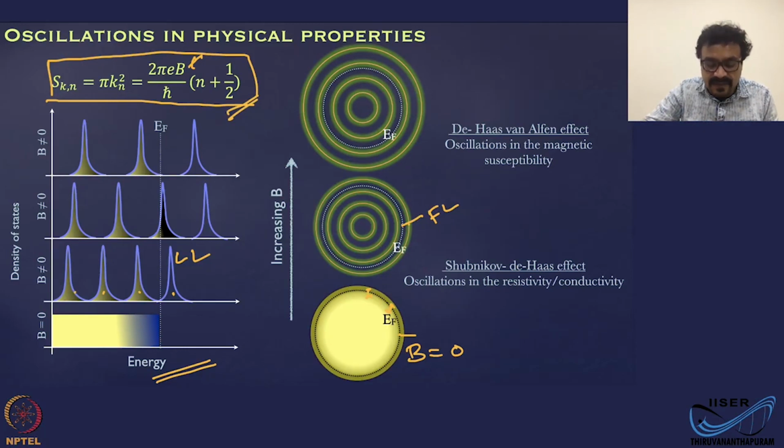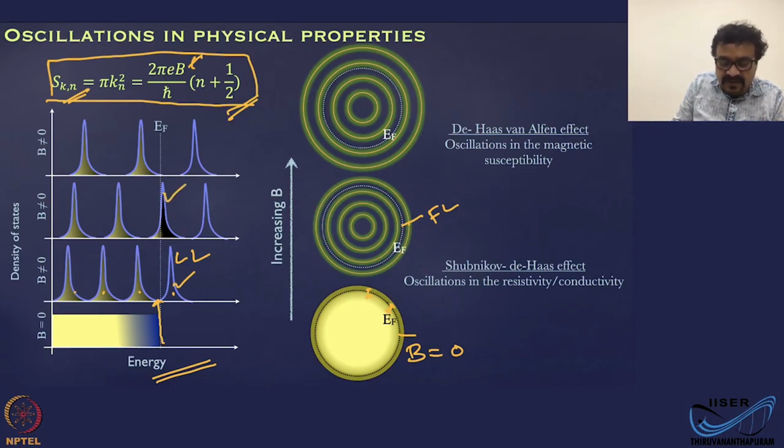Now, what's going to happen is, it's not the radius, but you have to understand it is the area. Area is proportional to B. So the number of Landau levels below the Fermi level, that is this line here, this is the Fermi level, depends on the B field. As you increase the B field, these will expand and they will escape the Fermi level one by one. Now this is outside, this is going out.